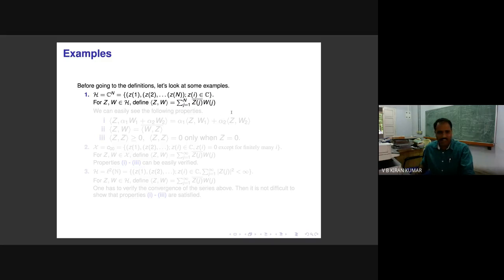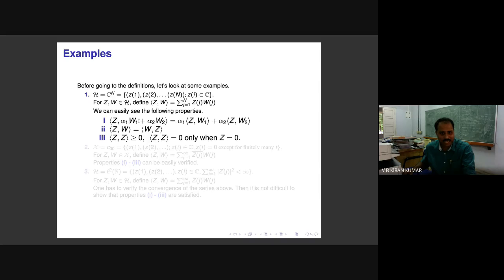Now we shall verify these three properties. That is very easy. The first one is linearity in the second variable. So if you take the inner product of z with alpha 1 w1 plus alpha 2 w2, then you can take this sum outside. That means alpha 1 will come out and you have the inner product of z with w1, alpha 2 will come out and you have the inner product of z with w2. So if you have a finite linear sum, that summation you can take outside. That's the meaning of the first expression. The second thing, this is very easy because you just go to the definition.